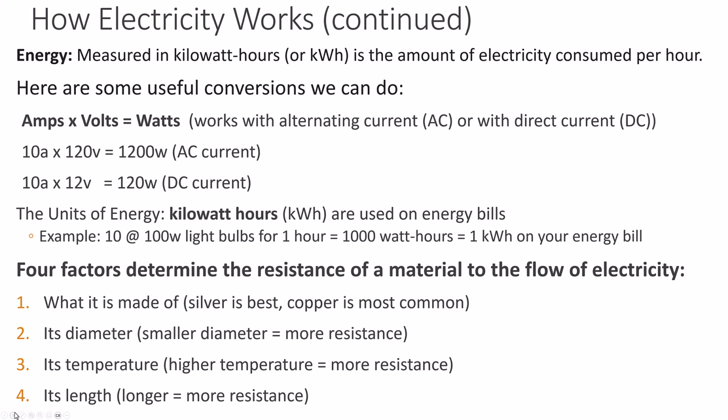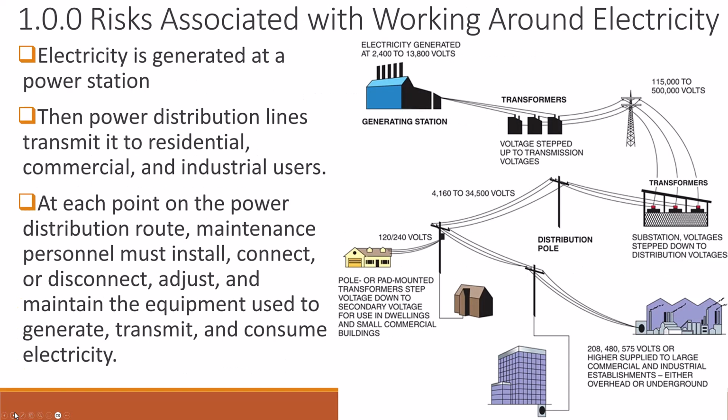And then its length. If you've got a very long extension cord, a very, very long wire, there will be a drop in energy. There'll be friction that builds up along the length of that line. So if you've got a 300-foot extension cord, the voltage at the other end will be less than it was at the beginning. So yeah, electricity is generated at a power station, and there's distribution lines that transmit it to residential and commercial and industrial users. And at each point along the way, maintenance personnel must install, connect or disconnect, adjust, and maintain the equipment used to generate and transmit and consume the electricity.